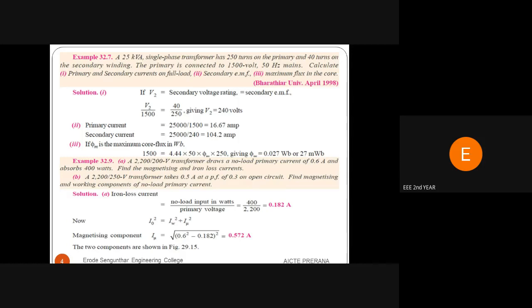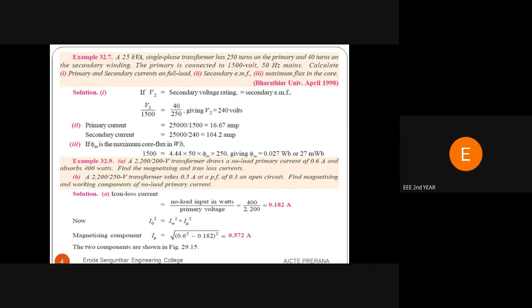It is a simple calculation for determining the maximum flux or flux density or the I1 and I2 current values. The only thing we have to remember is the formula N2 by N1 equal to E2 by E1 equal to V2 by V1 equal to I1 by I2 equal to K. Another formula: E1 equal to 4.44 f phi m N1. Then the other EMF equation: E2 equal to 4.44 f phi m N2. We have to remember these formulas for the calculation of transformer problems.